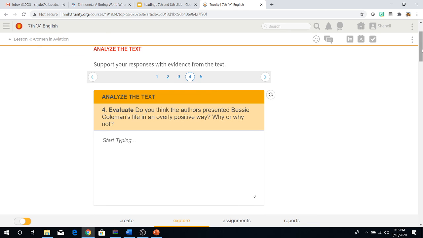4, analyze the text. Evaluate. Do you think the authors presented Bessie Coleman's life in an overly positive way? Why or why not? Again, yes, comma, because, and then you give your reason. Or if you don't believe so, you say no, comma, because, and then you give your reason why not.